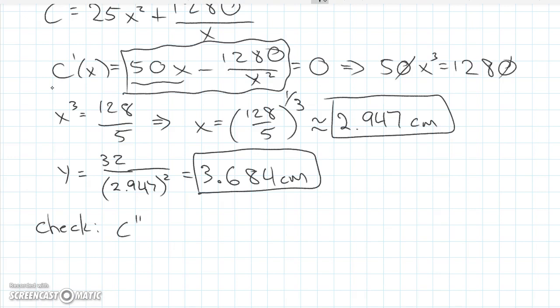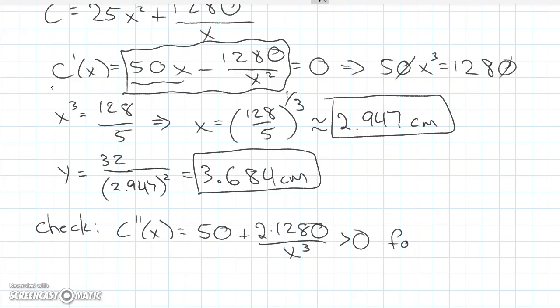So I'm just going to take c double prime, and that's going to be pretty easy. So that 50x just becomes 50. Then I have 1280x to the minus 2, so that's going to be negative 2, which will be plus 2 times 1280 over x cubed. And of course, when x is positive, that's going to be greater than 0, because we just have a positive number plus a positive number. We don't even have to plug in the critical point if we don't want to.